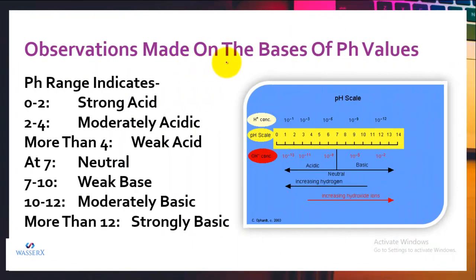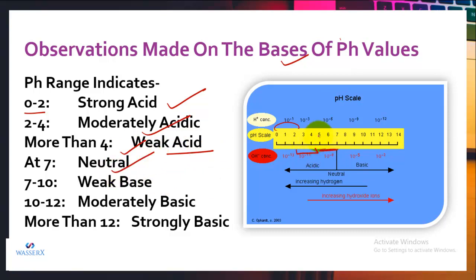Now, observation made on the basis of pH value, that how we are going to see how stronger or how weaker is the acid or a base. So if the pH range is between 0 to 2, that means it is a strong acid. And if it is 2 to 4, then it is moderately acidic. And if it is more than 4, then it is a weak acid.